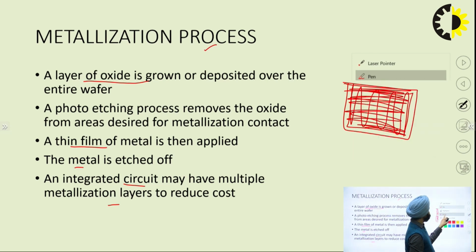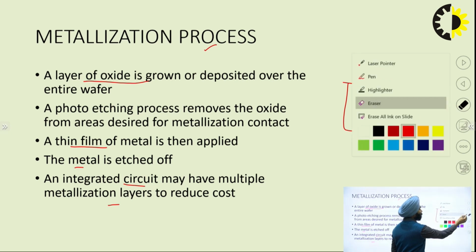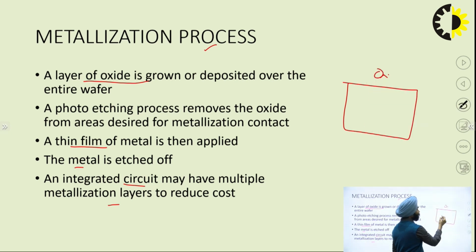Then over this oxide layer, some portion will be selected for the etching, and in this portion there will be a metal that will be created, and a link in this area for the metallization. So in this way there is a metal.